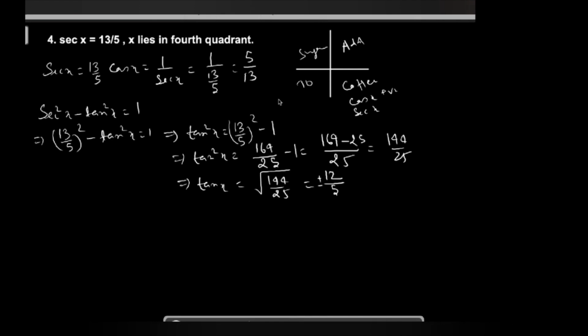But we know that tan theta would be negative in fourth quadrant. This will give me tan x equals minus 12 by 5. Why? Because tan x is negative in fourth quadrant.